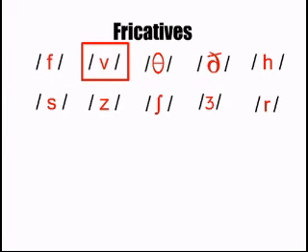V is the voiced counterpart of f. Unlike f, the vocal cords vibrate, so the sound is voiced. It occurs initially as in visit, valley, vision, medially as in evil, elevator, and finally as in leave, save.